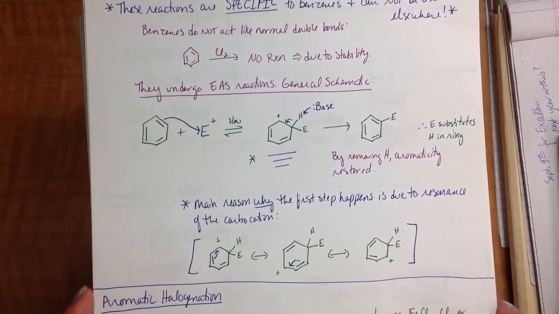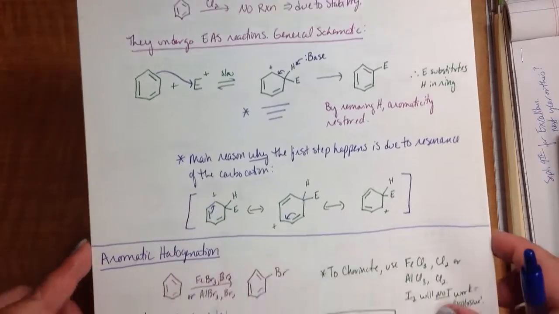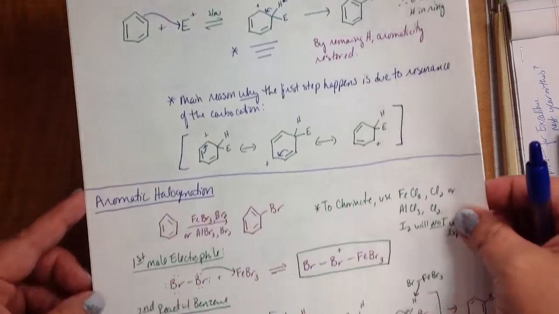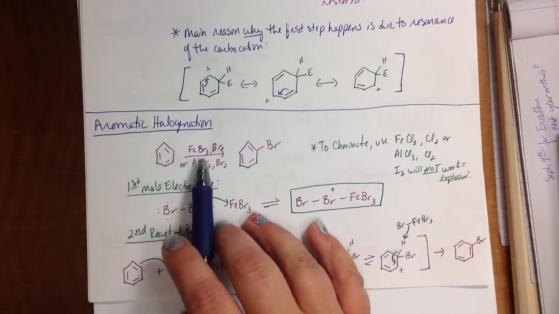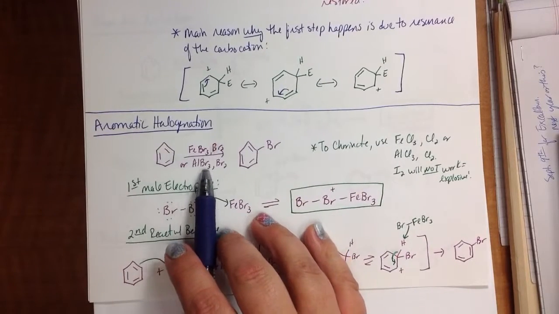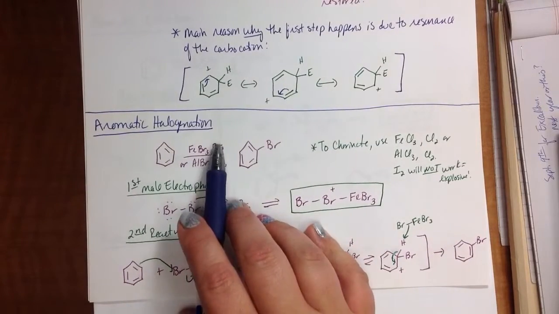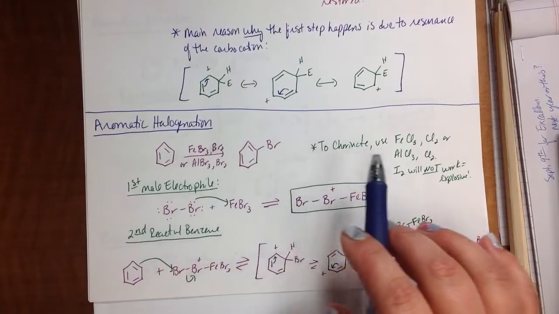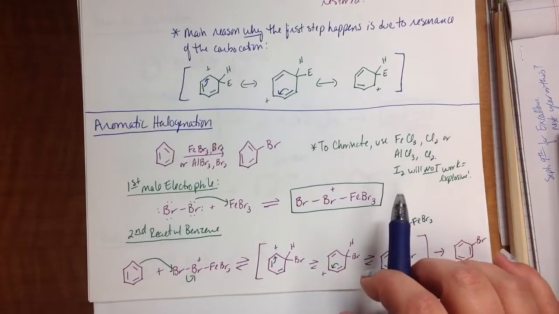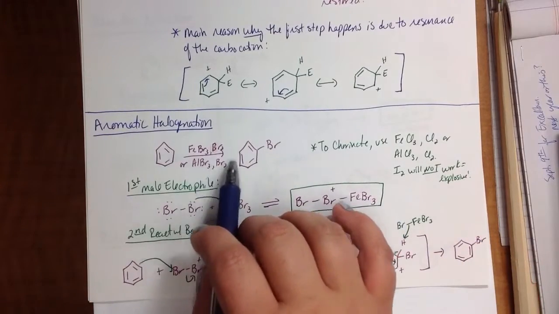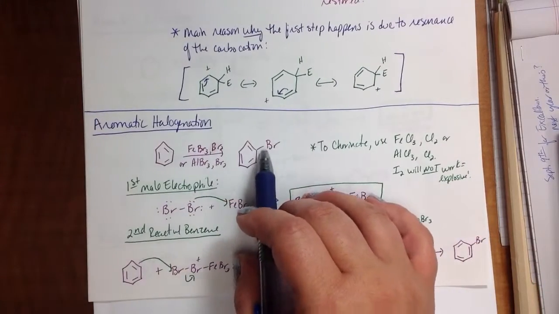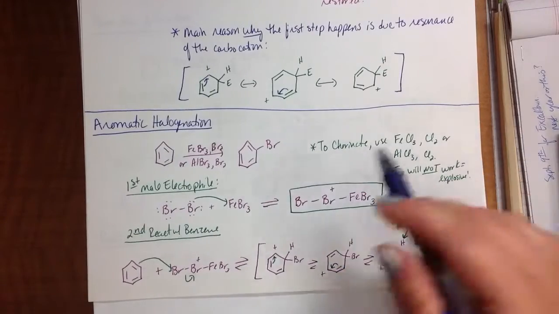So the first type is going to be an aromatic halogenation. And what we do here is we can either take FeBr3 or AlBr3 with Br2. You could also do this with FeCl3 and Cl2. You just cannot use I2 because that kind of explodes. So what that will do is it will make a Br. If you use Cl, then obviously it makes Cl.